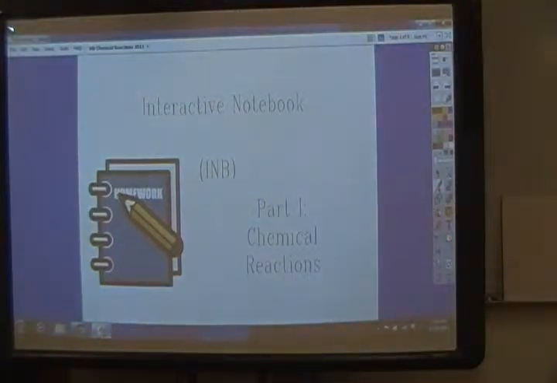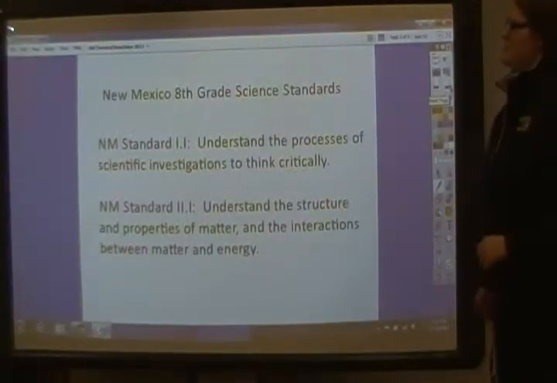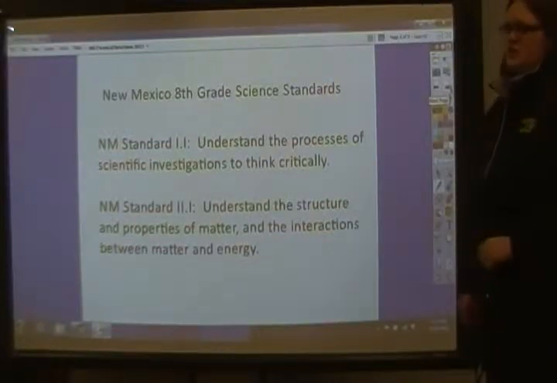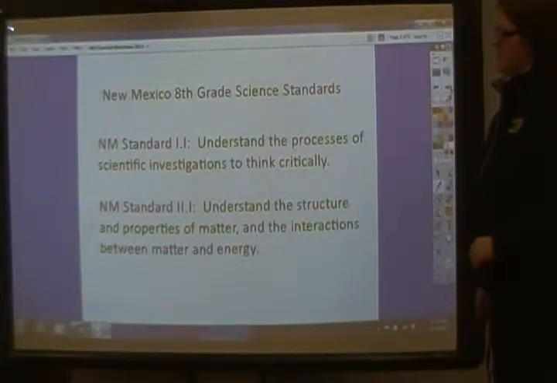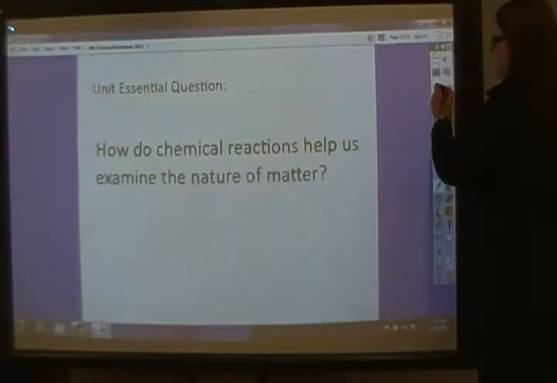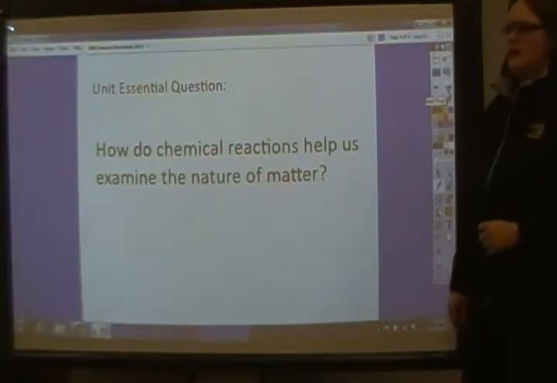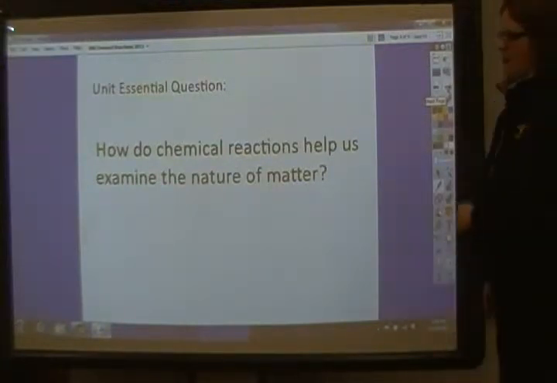Today we begin the unit Basic Chemistry, Part 1, Chemical Reactions. This unit covers the New Mexico 8th grade science standards, Standard 1.1, Understand the Processes of Scientific Investigations to Think Critically, and Standard 2.1, Understand the Structure and Properties of Matter and the Interactions between Matter and Energy. The essential question for the unit: how do chemical reactions help us examine the nature of matter?